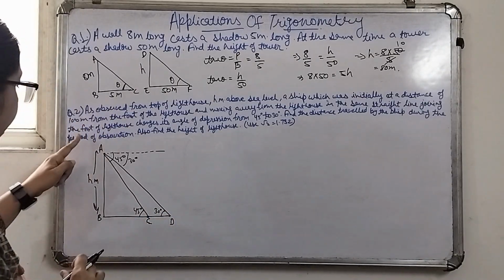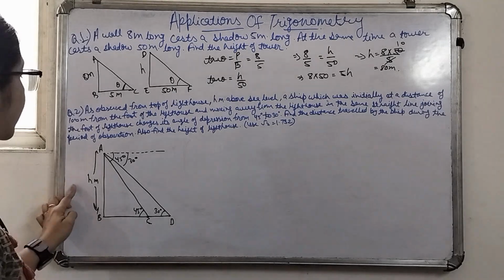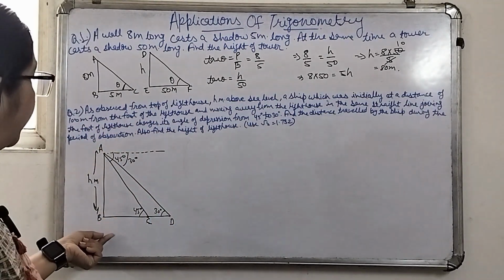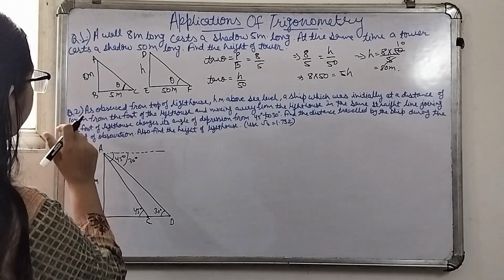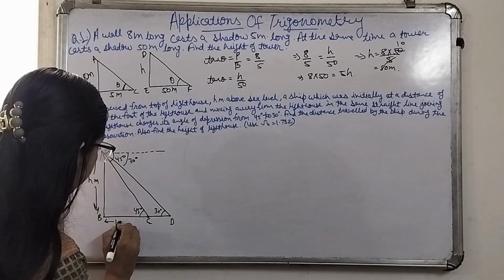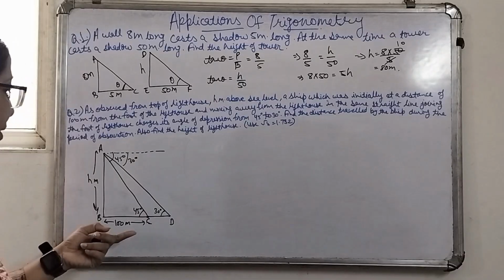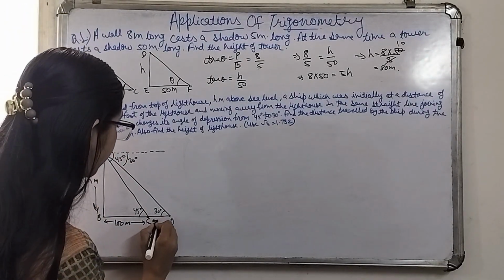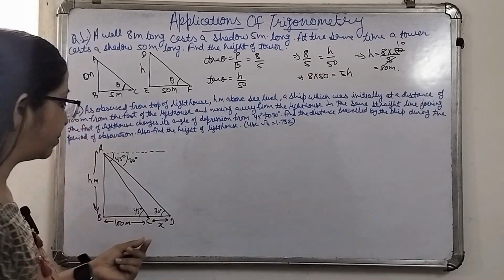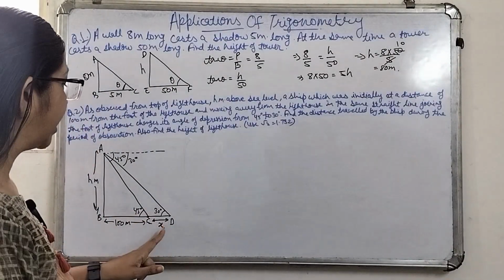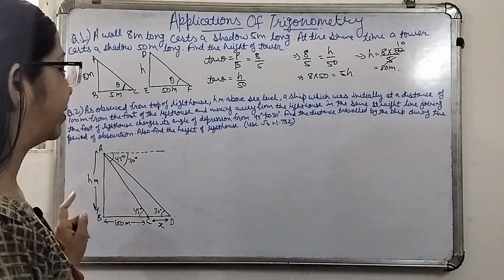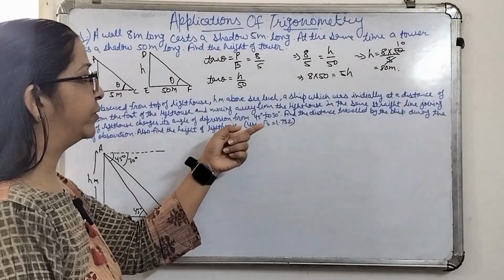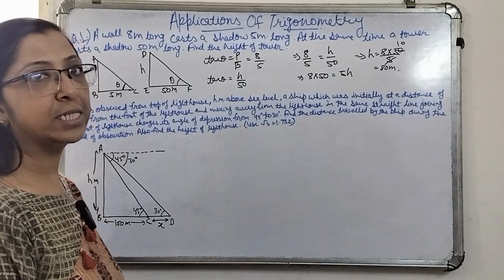Now we have taken AB as a lighthouse whose height is h meters. The initial distance between the foot of the lighthouse and the ship was 100 meter. That means this distance is 100 meter. Value of BC is given to us as 100 meter. We have to find how much distance it has traveled. Suppose this is the distance which the ship has traveled and it is x meter. So we have to find the value of x and we have to find the value of h. These two values we need to find. It is even given to us that we have to use root 3 as 1.732.